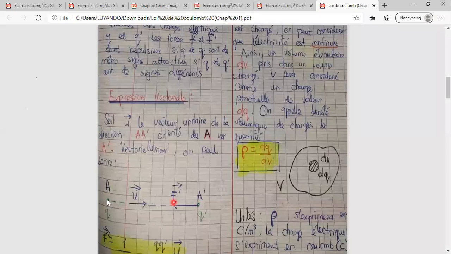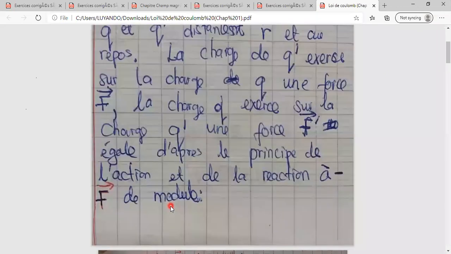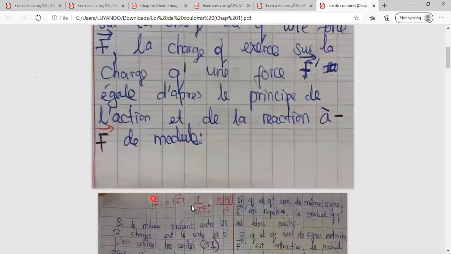So we've got two charged particles, Q and Q prime. The distance between Q and Q prime is R. And this U just represents the direction of the force. For Q, we have F in this direction, and for Q prime, we have F prime in this direction, respectively. Our formula for Coulomb's law is what I have here: the force F, or F prime, is equal to 1 over 4 pi epsilon 0 times Q Q prime over R squared.